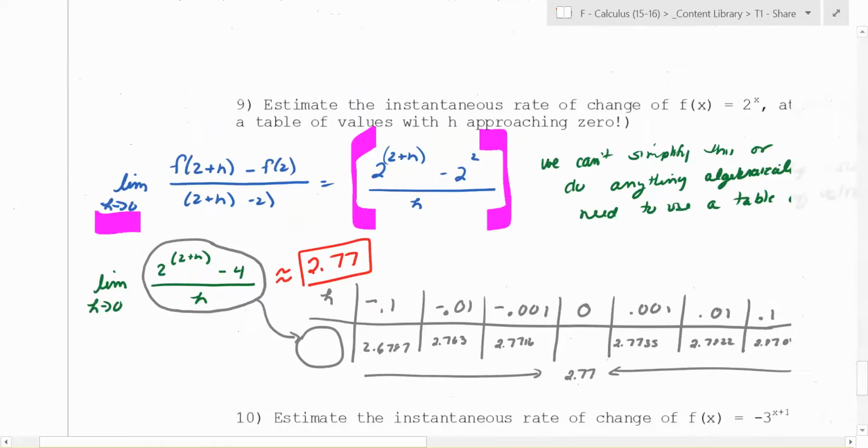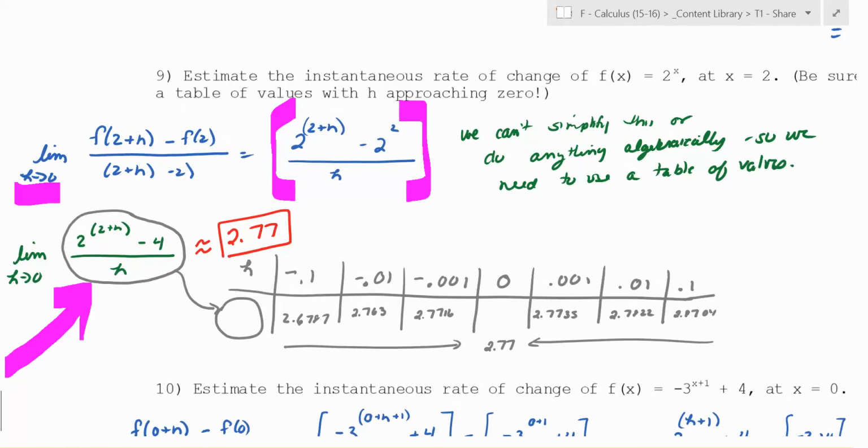So when you make your table of values, you're plugging smaller and smaller values into this. As h goes to 0, you get closer and closer to 2.